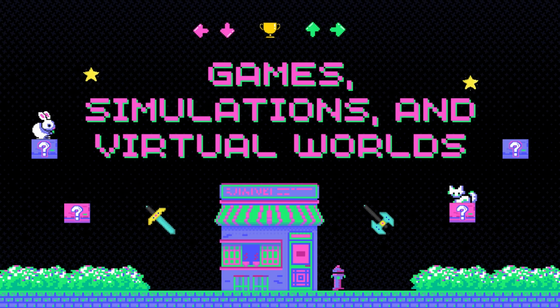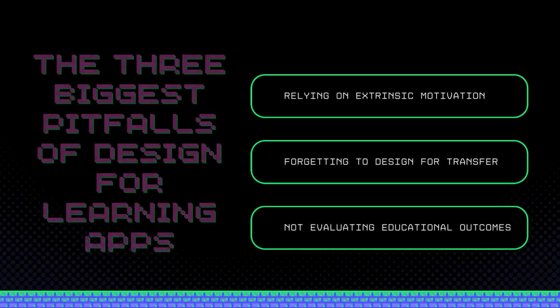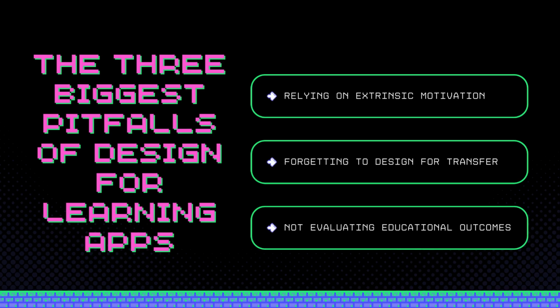Let's switch to game simulations and virtual worlds. For this section, we will focus on the three biggest pitfalls of design for learning apps. One, relying too heavily on extrinsic motivation can be problematic if the game includes so many rewards and goals that the learner becomes more focused on collecting points than on actual learning.